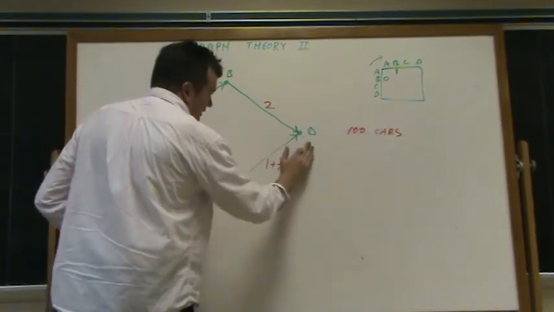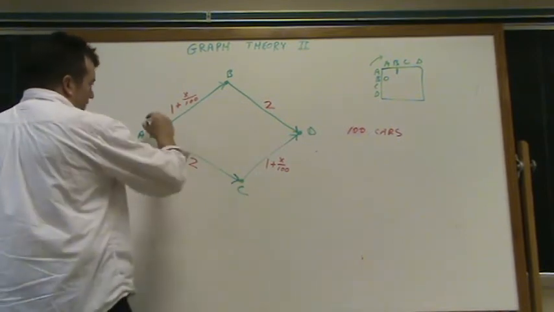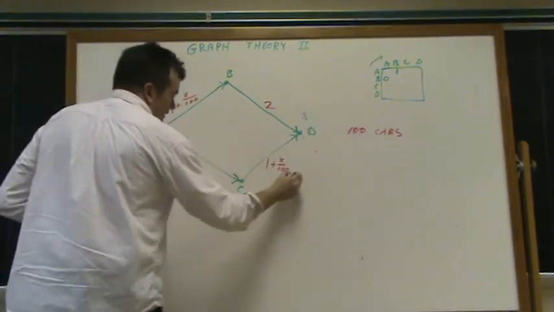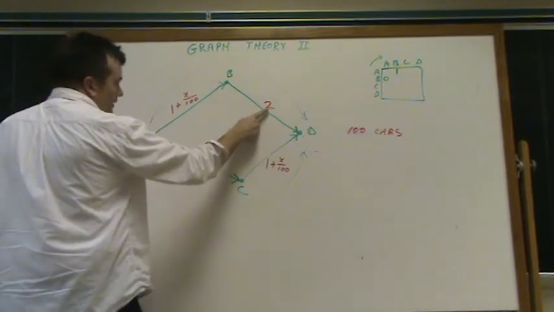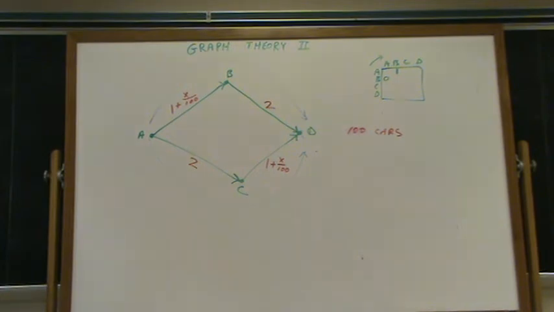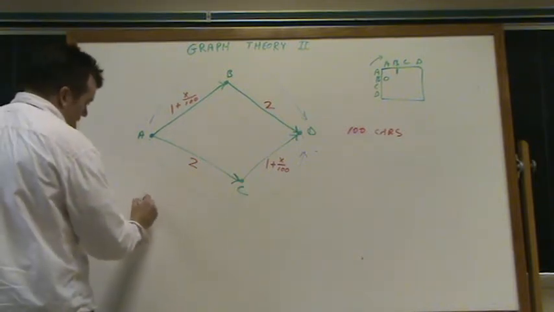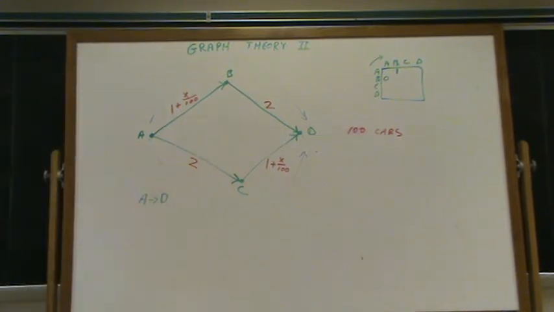It's a symmetrical graph. The only 2 ways you can go are this way or this way. It's going to take you 1 plus 2, 3 hours plus whatever this comes out to be, to get there. You have to get from A to D, that's what we're trying to do. We have to either take A, B and B, D, or A, C and C, D. Those are your only 2 choices.